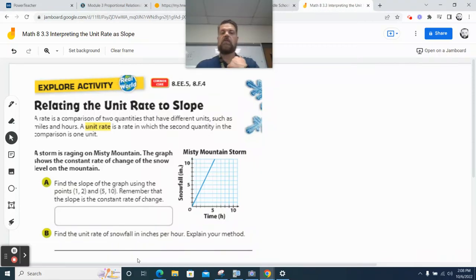All right, so we're going to be talking about relating the unit rate to a slope. A rate of comparison for two quantities that have different units, such as miles and hours, is called a unit rate. How many miles per 1 hour? Now, the reason it's called a unit rate, we should probably jot this down somewhere in our book. When we say unit, we really mean one.